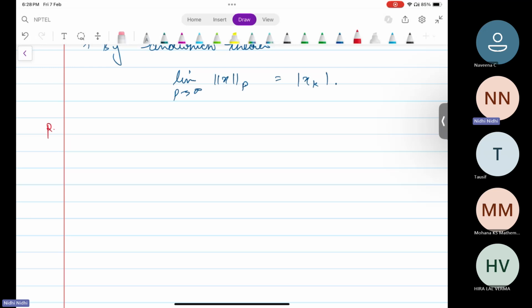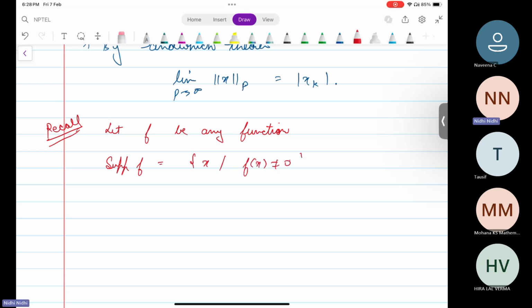Okay, then I'll just recall. Let f be any function. The support of f is the set of all x such that f(x) is non-zero, and then we take its closure. Such a set is called the support of the function f, the set where it is non-zero.